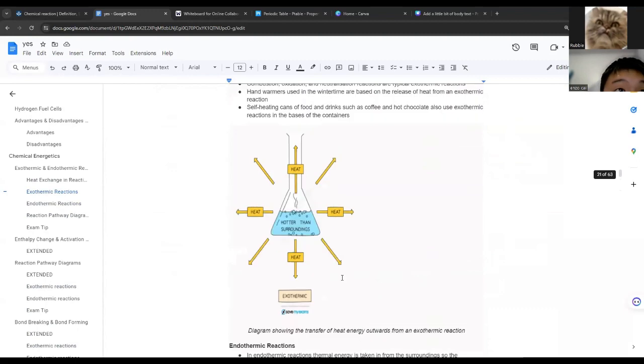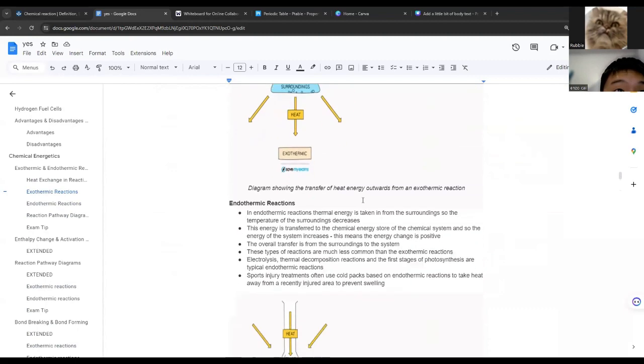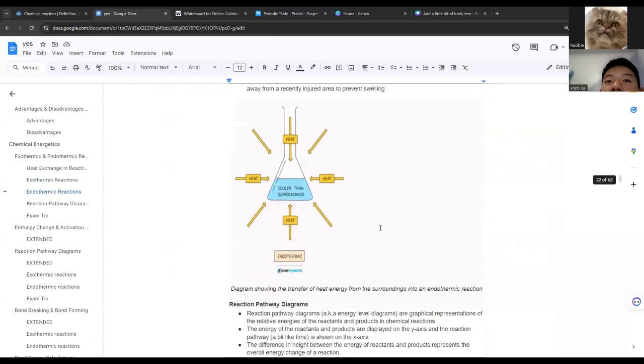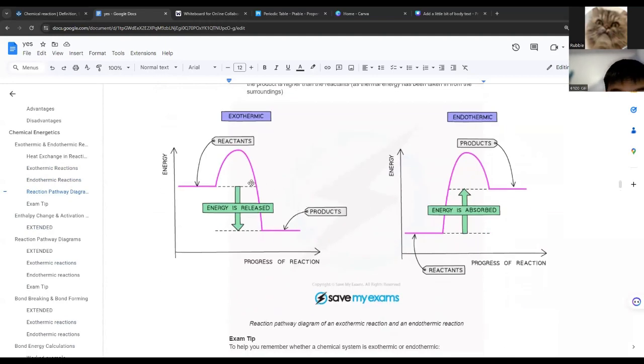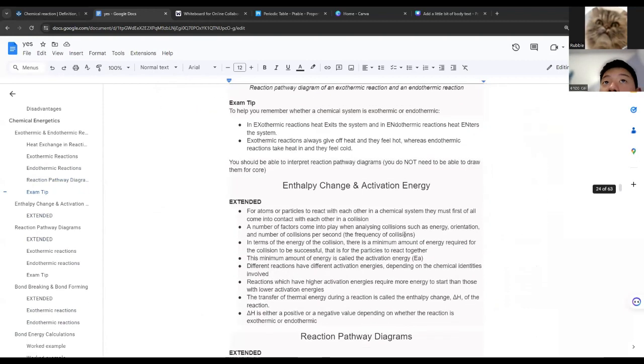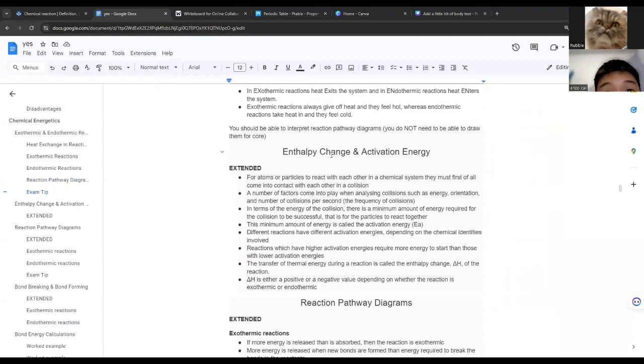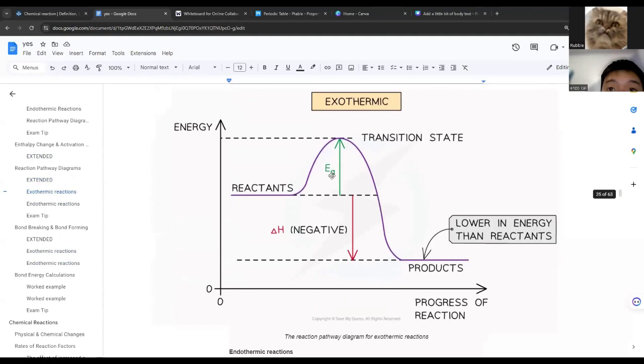Okay, so you already know exothermic releases heat to the surroundings, endothermic takes in heat. In exothermic, the reactants have more energy; in endothermic, the reactants have less. Enthalpy change is the difference in energy between the two.